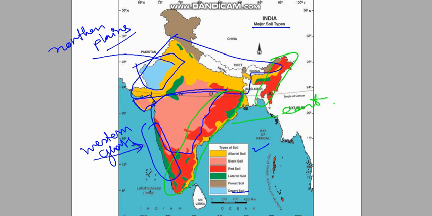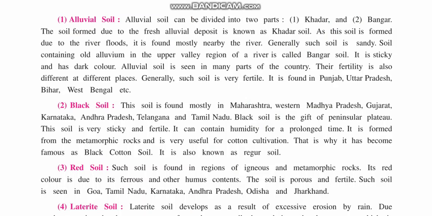So these are the 6 types of soil available in India and in this map. Now you need to remember this map very importantly, because this can be asked in your map section. You need to remember which places the different kinds of soils are available. Now we are going to see about the different kinds of soil.